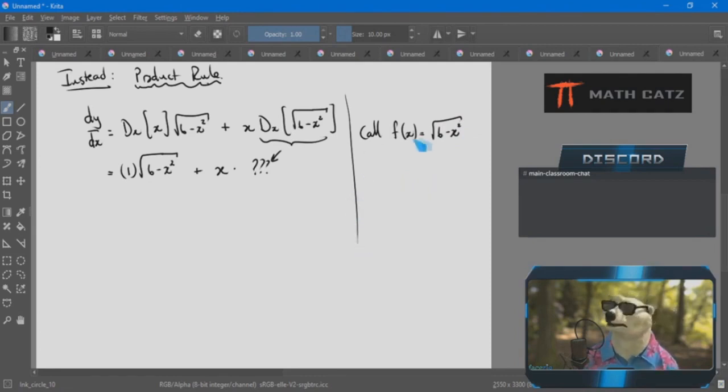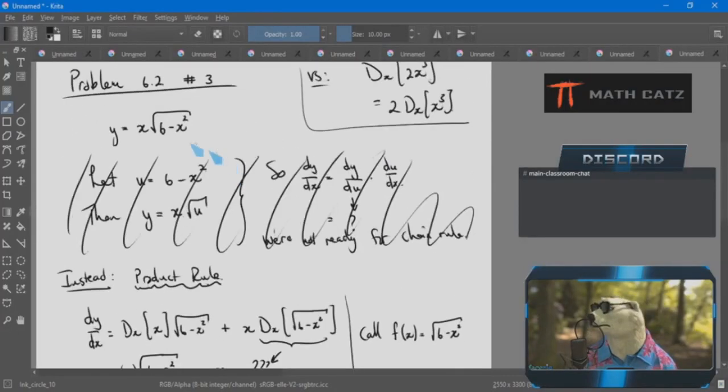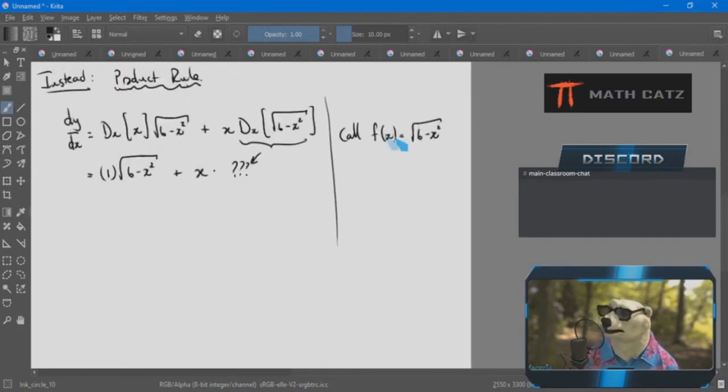That means I need to rename just this portion. It's not the original function. I can't call it y. Right? Y was x times the root. I'm just interested in the root. So I call it something else. Call it whatever you want. Don't call it y. Then, so I'm going to say my inside function is u equals 6 minus x squared.